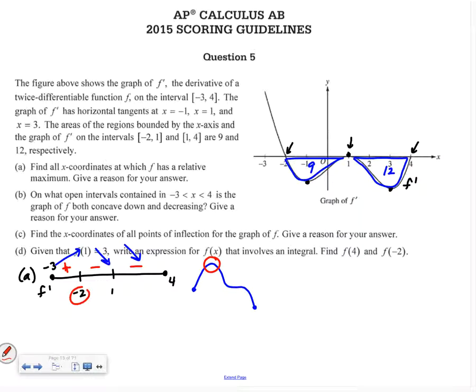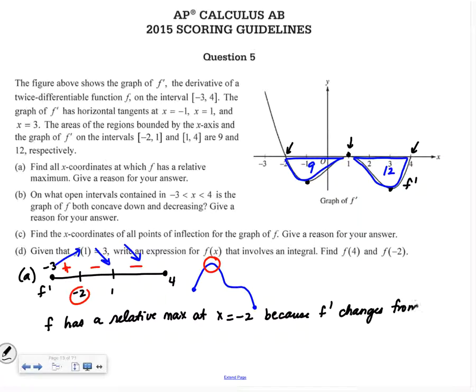Okay, so at -2. Our justification for that is always that f prime changes from positive to negative when you talk about a relative maximum. So f has a relative maximum at the x value of -2 because f prime changes from positive, I'll write it out, to negative at x equals -2, okay?